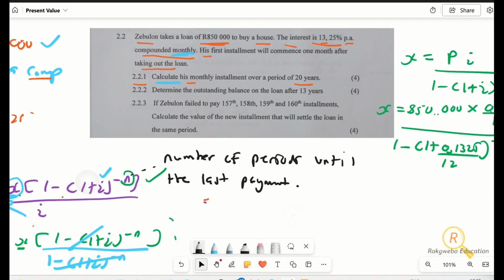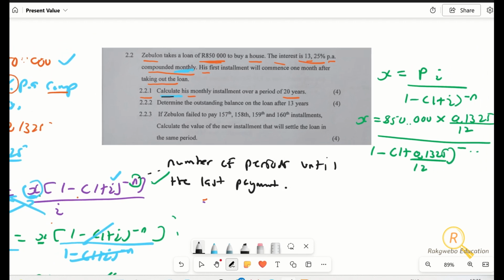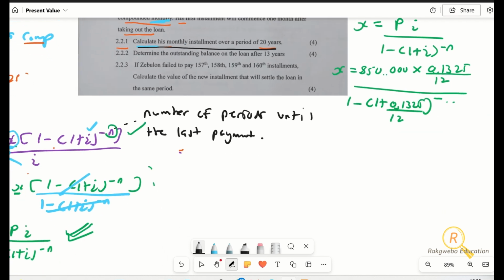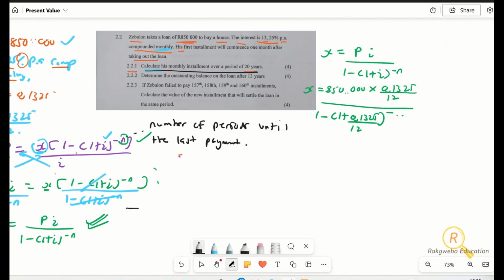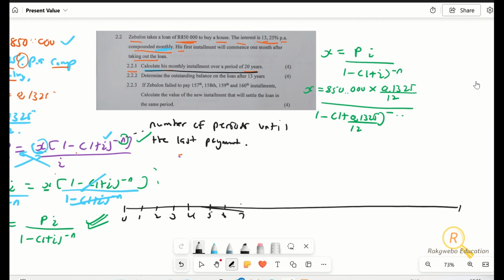All right, so you are looking at a loan that is paid monthly over a period of 20 years. I'll just quickly write a number line of 20 years there. 0, 1, 2, 3, 4, 5, 6, 7, 8, 9, 10, 11, 12. My handwriting is awful, I know. You don't have to mention it. 13, 14, 15, 16, 17, 18, 19, 20.